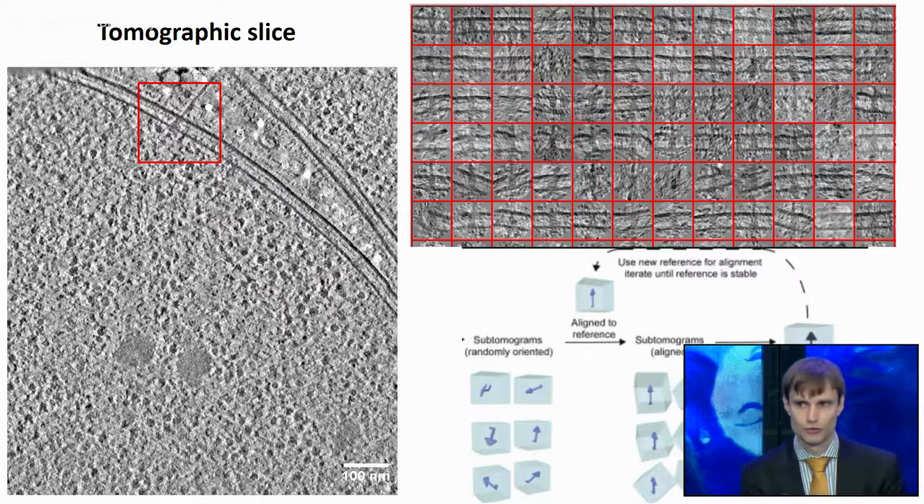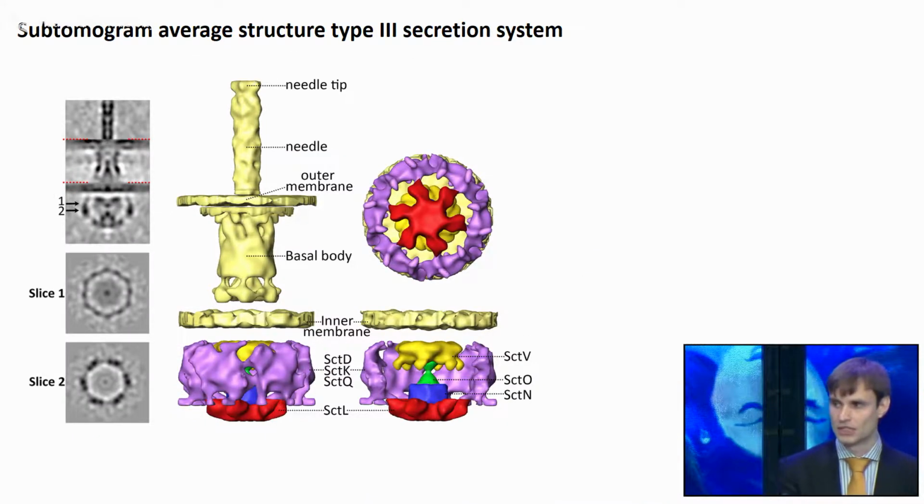And then to further increase the resolution, it's possible to extract many hundreds or thousands of these cubes containing particles of interest, and then iteratively align them using computational methods, creating a new reference, and then iteratively realign everything to create a three-dimensional structure of a protein of interest. This is what we did for the type 3 secretion system, and this is the structure that we were able to obtain.